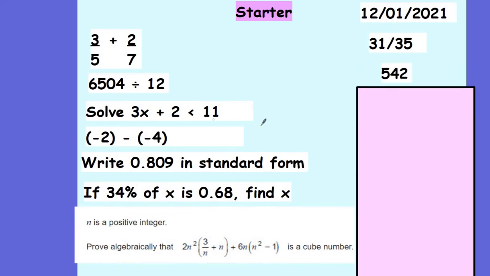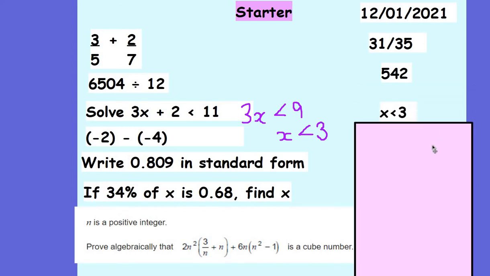If you solve this inequality just like you would an equation, you'd start by subtracting 2 from both sides, which will give you 3x is less than 9, and then dividing by 3 tells you x is less than 3. And that's your final answer.